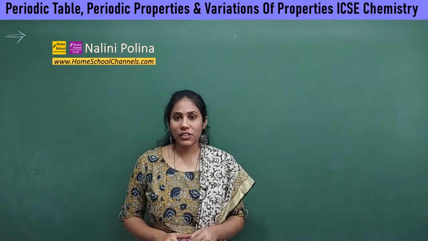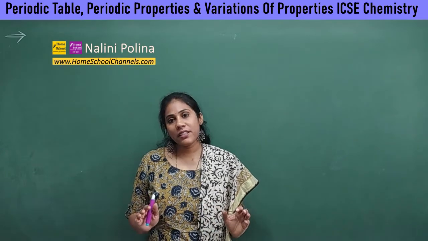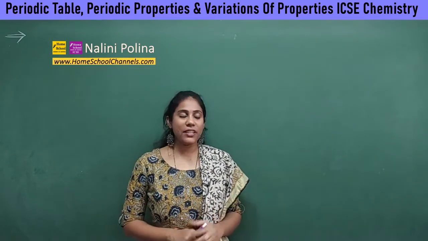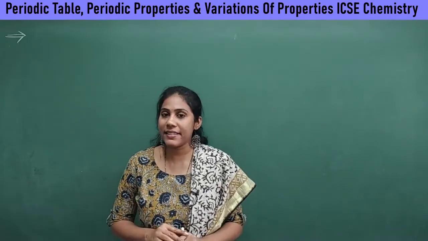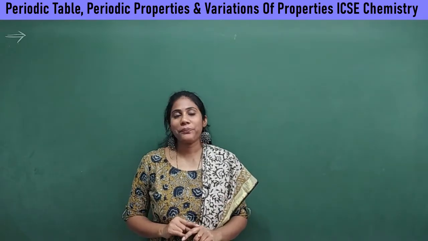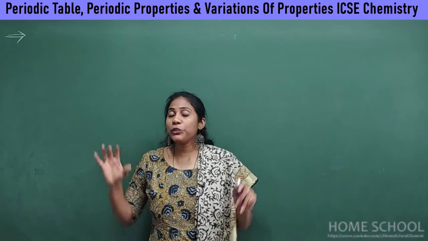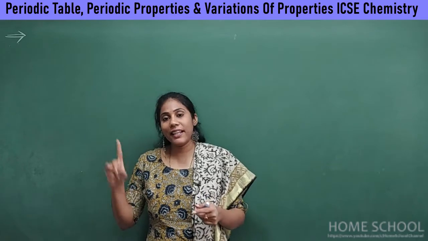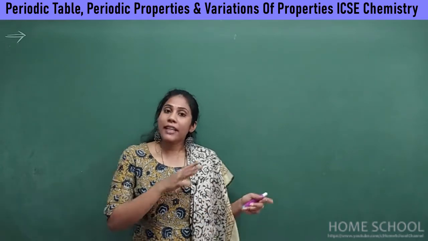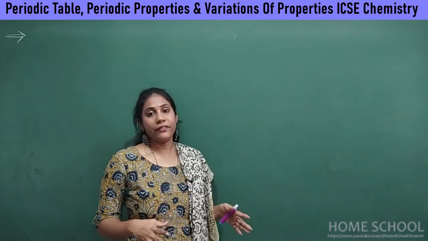We are with the first chapter of class 10 chemistry, periodic table, periodic properties and their variations. We have already discussed till ionization enthalpy. If you have not yet watched, video links are provided in the description. Don't forget to watch. And today I am with two important periodic properties. One is electron gain enthalpy. The other one is electronegativity.